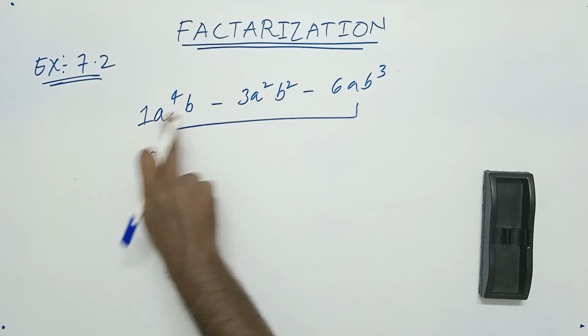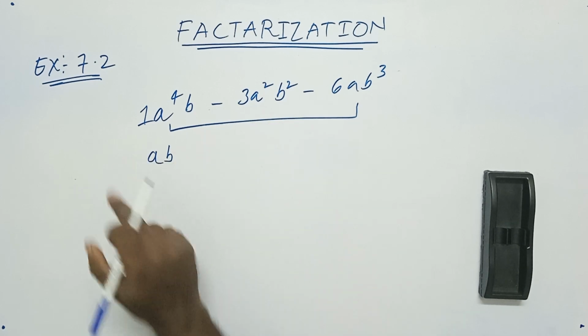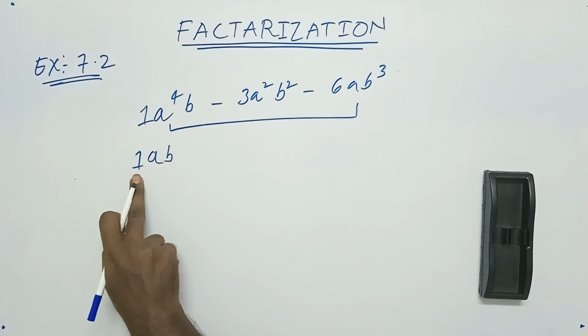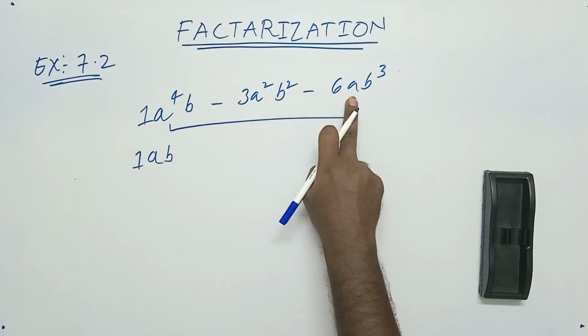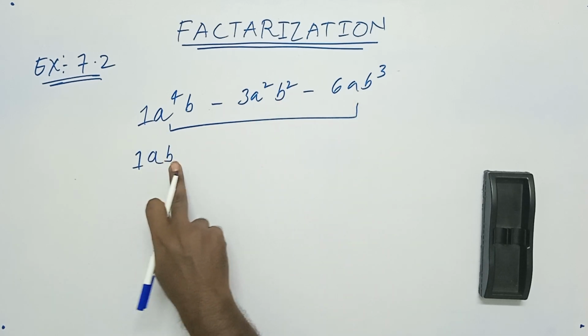So what is the HCF of 1, 3, 6? 1 is the HCF, right? First, 1 is the HCF. Then we are comparing a power 4, a square and a. So a is the HCF. So b.